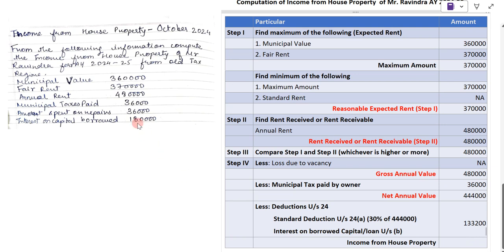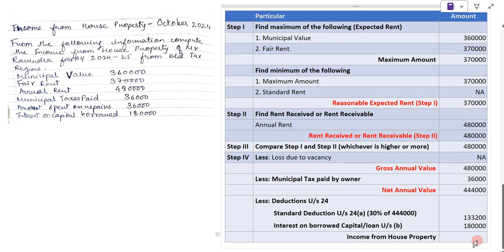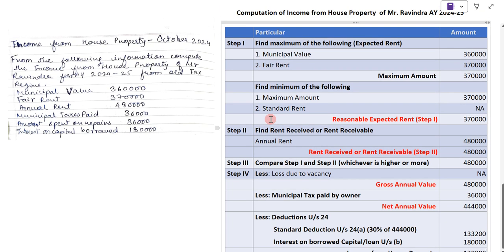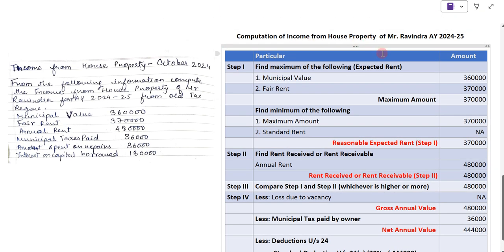Then next is interest on borrowed capital. How much is the interest on borrowed capital? 1,80,000 is the interest on borrowed capital. Now less these two from 4,44,000, we get the remaining 1,30,800. So 1,30,800 is our income from house property. In this way, we have to compute the income from house property.